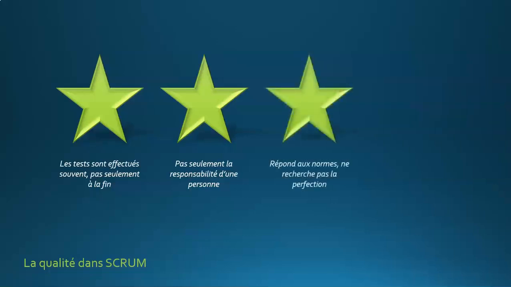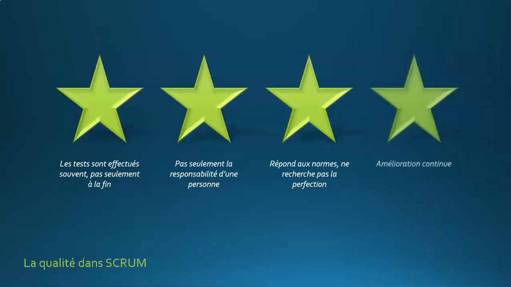The third point is that we respond to the standards and that we do not seek perfection. Here it will be more the notion of standards and not of perfection. In Scrum, this concerns the basic agile concept called MVP. MVP stands for minimum viable product, and it also has to do with the key concept in agile of keeping things simple, obviously without compromising on quality, since we have to provide good products.